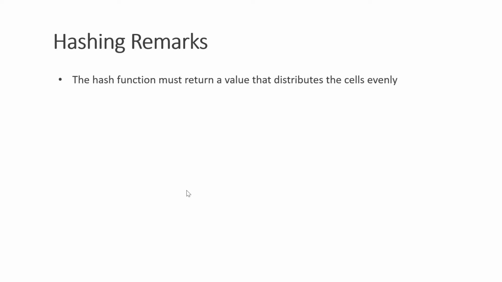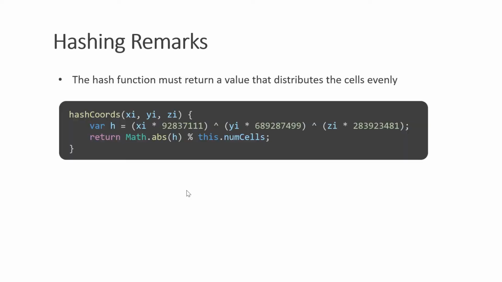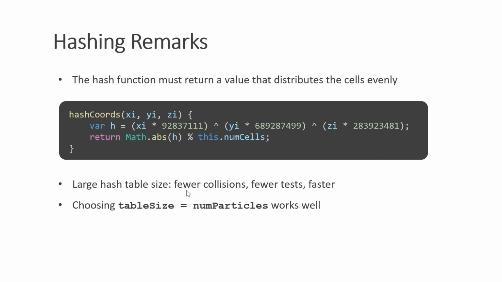Therefore, the hash function should return a value that distributes the cells evenly. Here is a function that I usually use. Obviously, large hash tables produce fewer collisions and therefore fewer tests and faster running times. Choosing the hash table size to be equal to the number of particles works well.